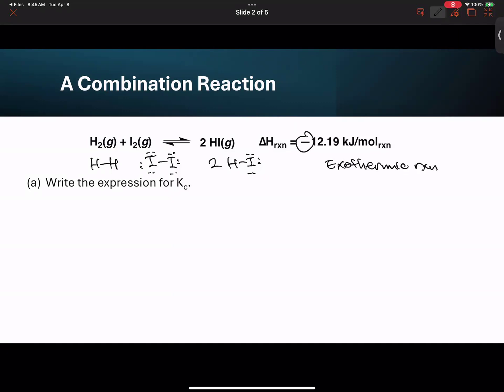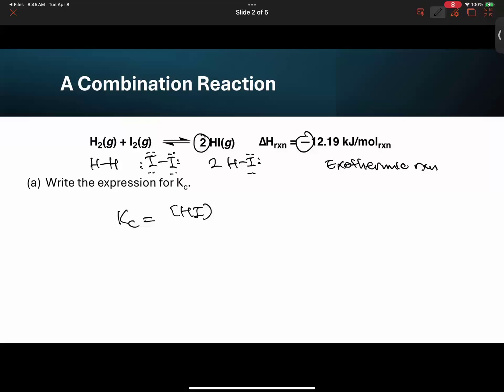Okay, write the expression of K sub C based upon the concentration. Let's write the equilibrium constant. So the equilibrium constant is based upon the concentration. So K sub C is the hydrogen iodide concentration, using the coefficient as a power, to the second power, divided by the hydrogen gas concentration and the iodine gas concentration.